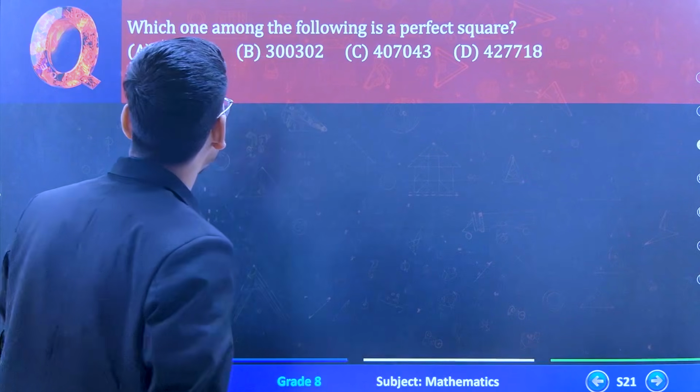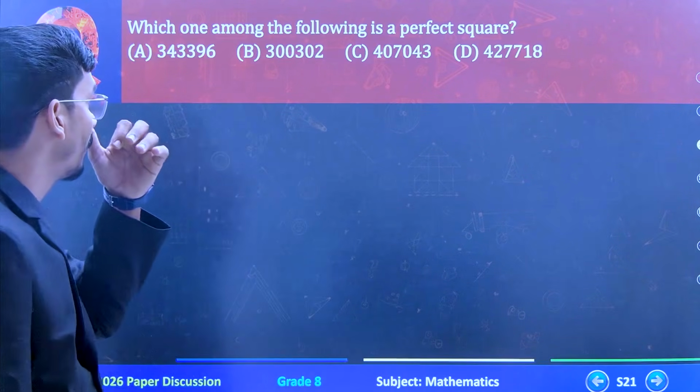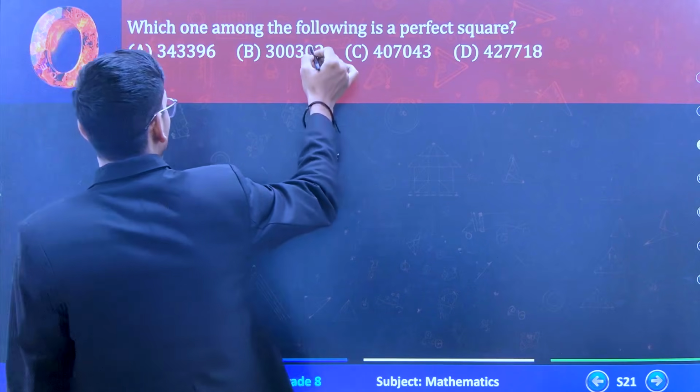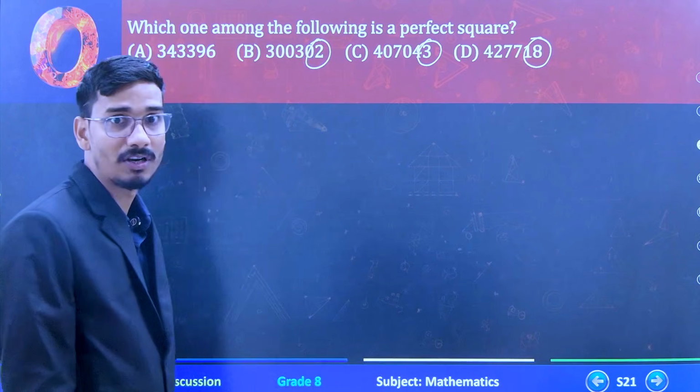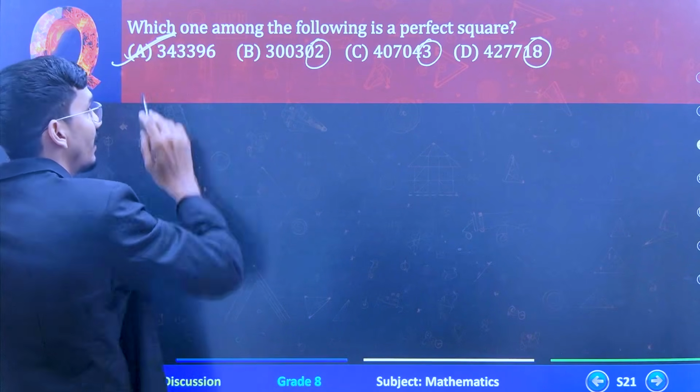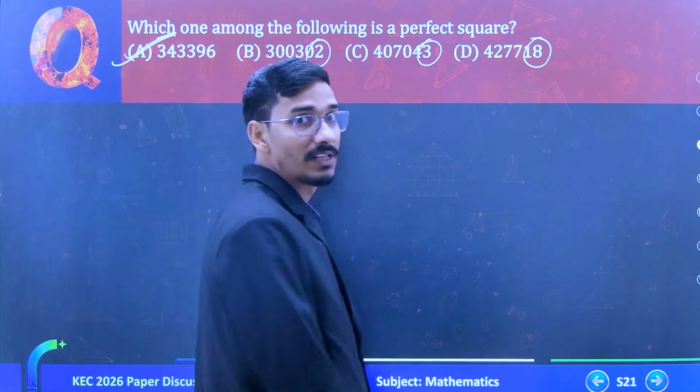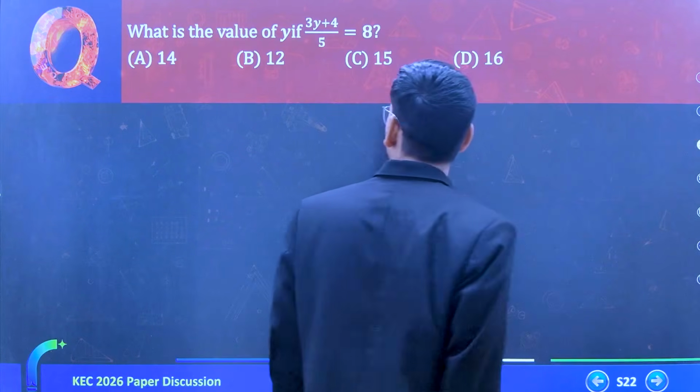Now again, which question, beta? Which one of the following is not a perfect square? I already explained that if a number ends with 2, 3, 7, 8, this number is not a perfect square. So which number is a perfect square? According to this, option A is the correct one. Next question.